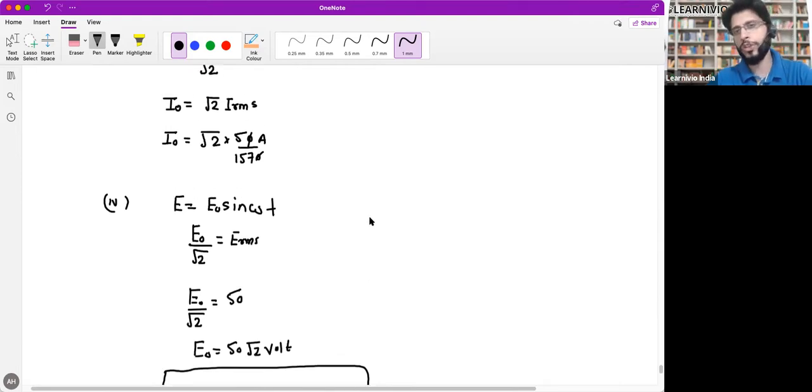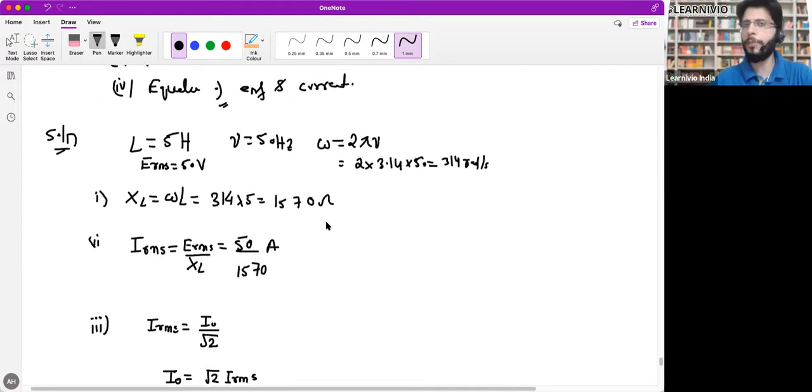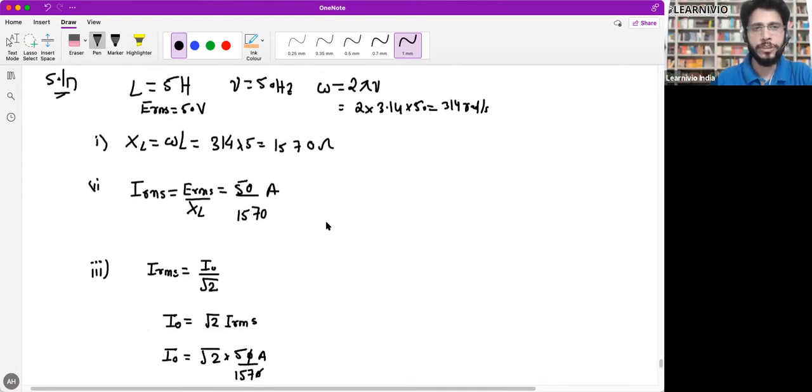Because if you have issue in this numerical, then the next topic would be tough for you. Next, we have capacitors. If you can understand inductor, then capacitor is very easy. Similar type of things.